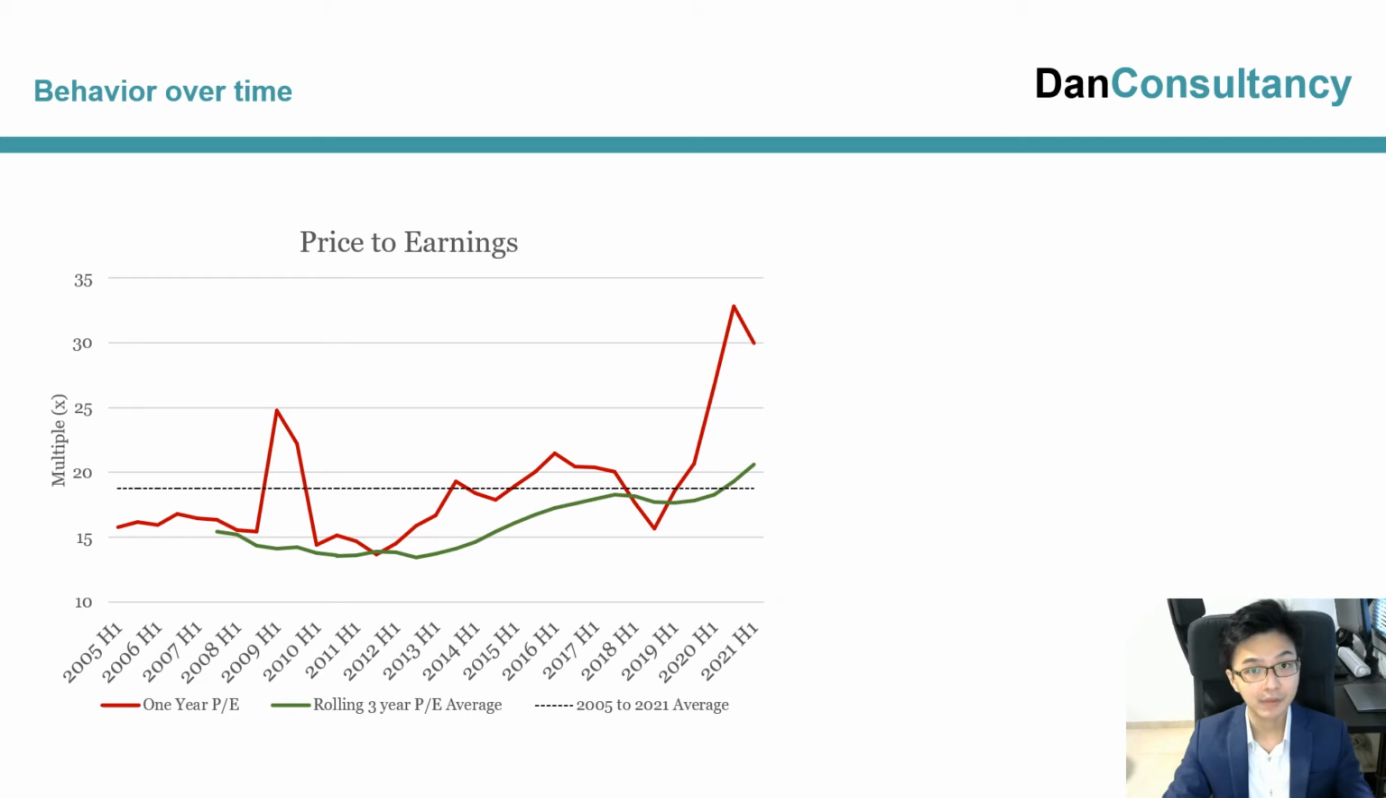When it comes to the behavior over time, it is all about asking questions and understanding the cause and effect behind certain behavior. Usually I will examine the interaction between the 1-year ratio, the rolling 3-year average ratio, as well as the long-term average. For the 1-year ratio, these are the types of questions that will go through my mind during the analysis.